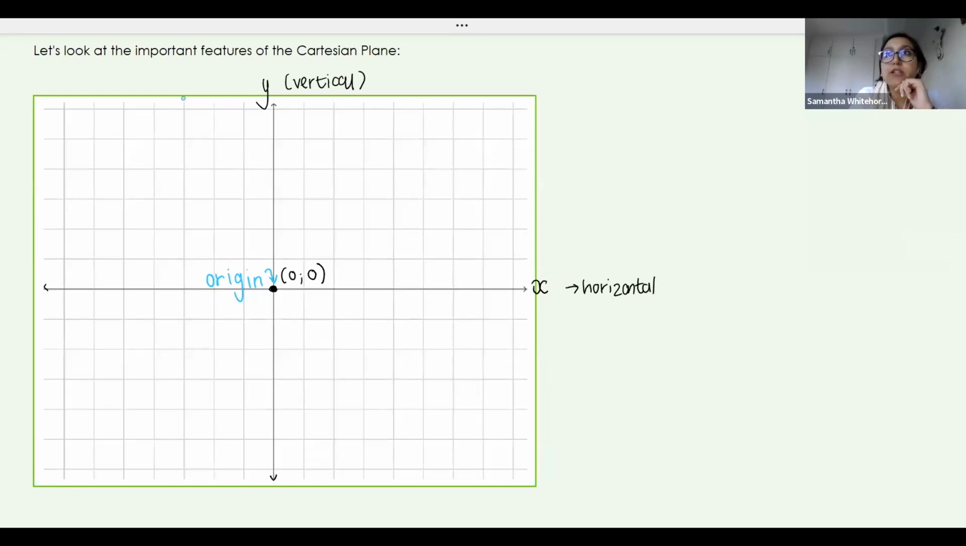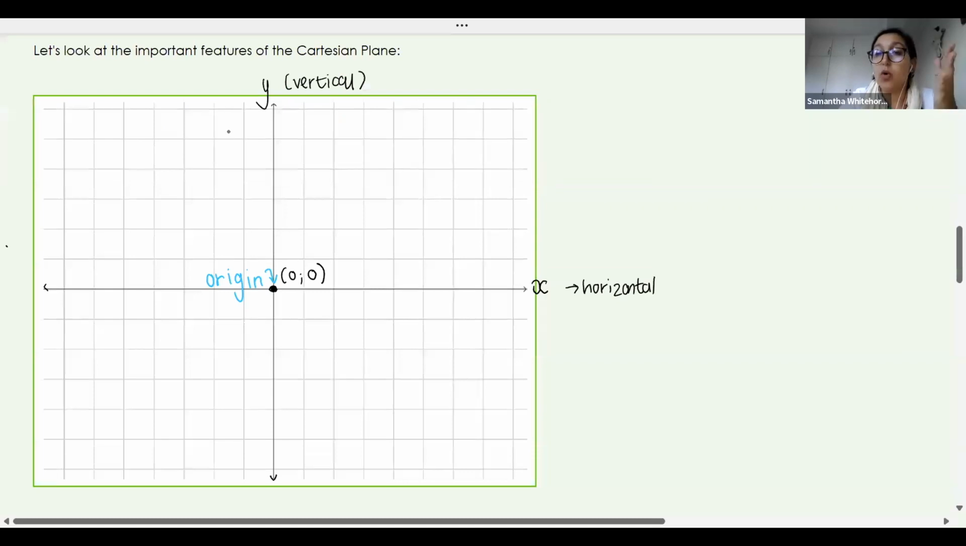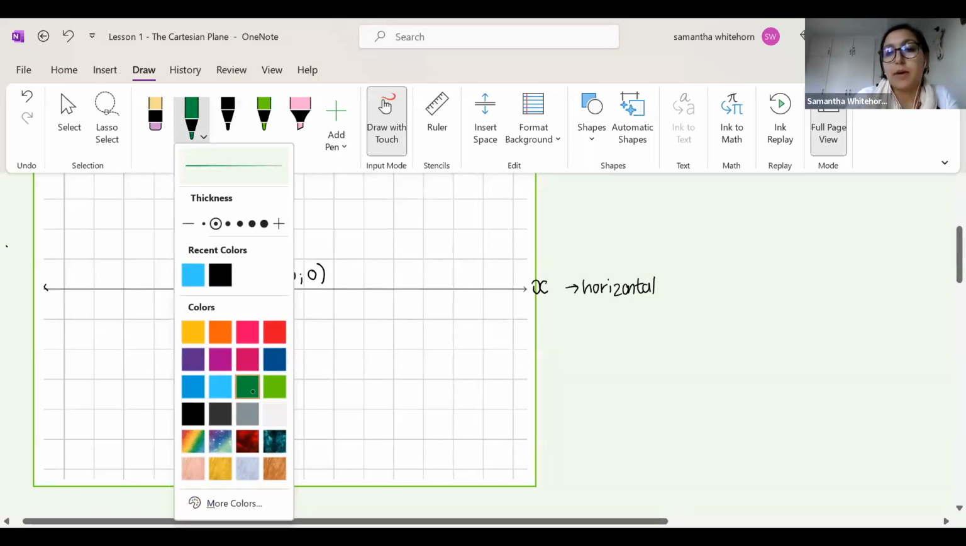So that's just important to know, so that if in a test you see the word origin, you know which point it is. And then for future lessons, when I say the word origin, you know what I'm talking about. All right, the next important thing about our Cartesian plane is the fact that we are working with coordinates. So if we don't know what a coordinate is, that's obviously absolutely fine. We're going to chat about it.